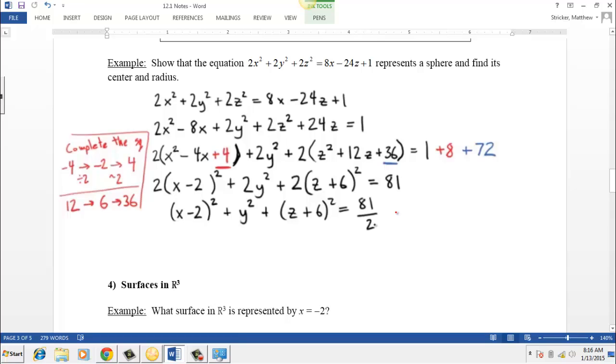But if you look at the form of a sphere that we calculated above, this is obviously in that form. So this is a sphere with radius equal to 9 over square root 2, and then the center. Remember, the coordinates for the center, the x, y, and z coordinates, are the opposite of what we see here. So the x coordinate would be positive 2, the y coordinate is 0, and the z coordinate is negative 6.